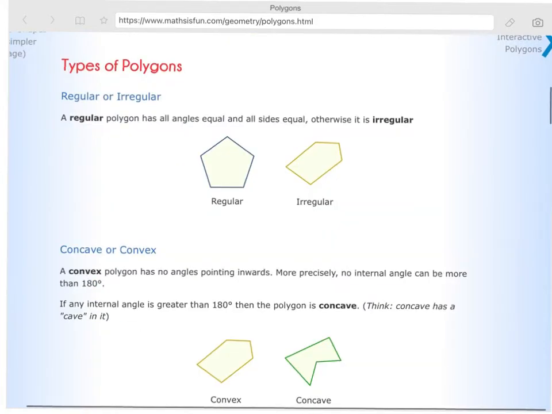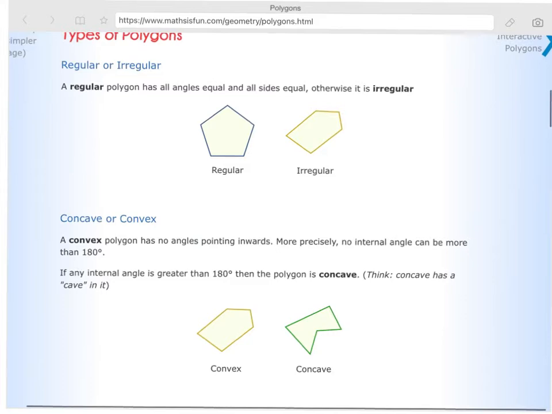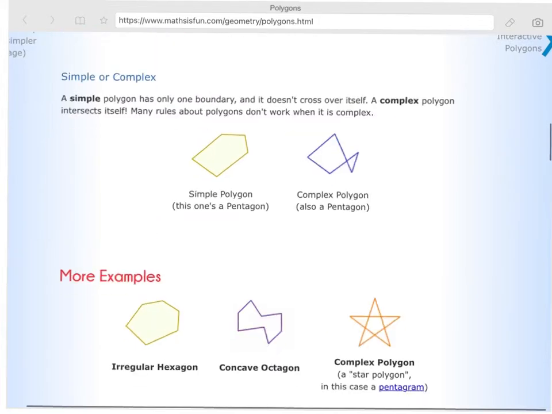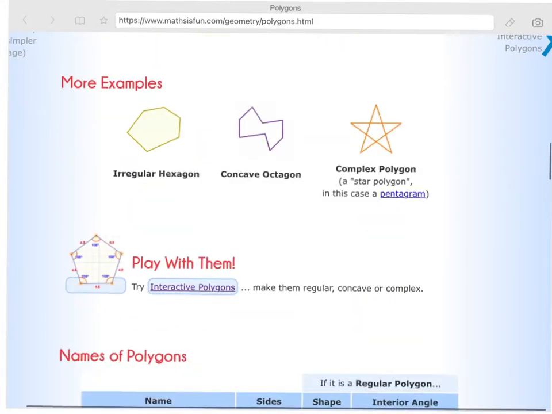Types of polygons, we've got two types, can be classified as either regular or irregular. Regular polygons have all angles equal, all sides equal, whereas for irregular that's not true.